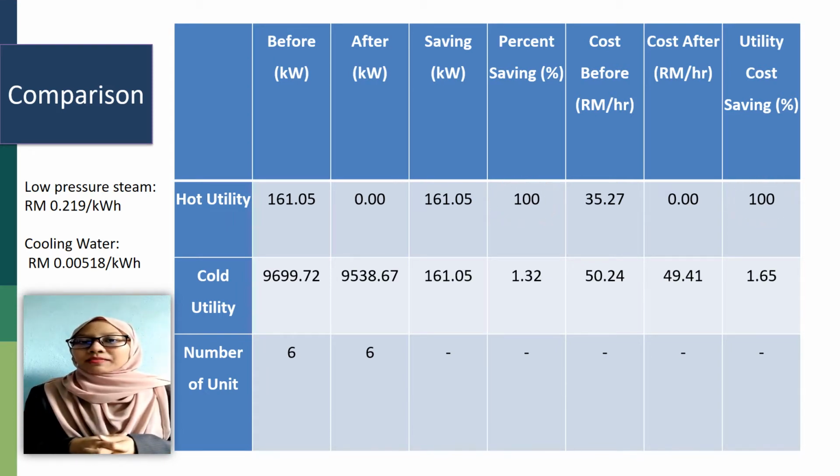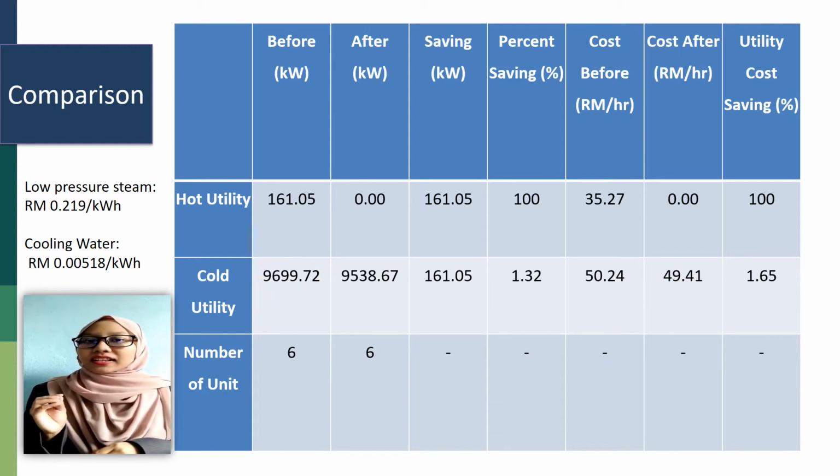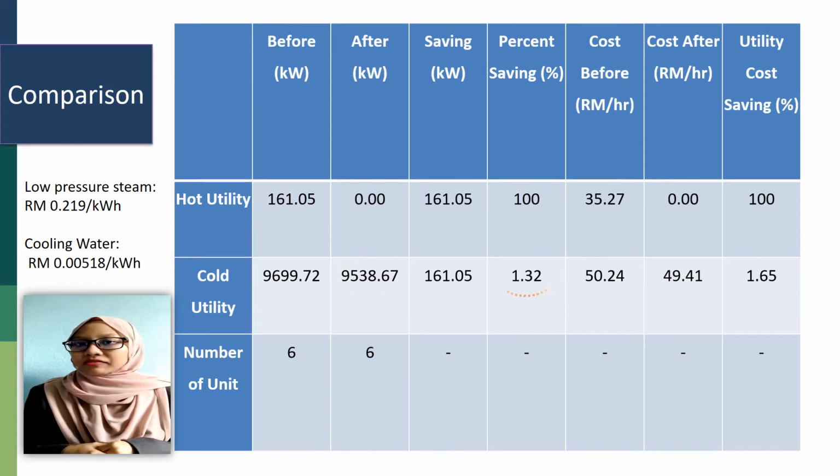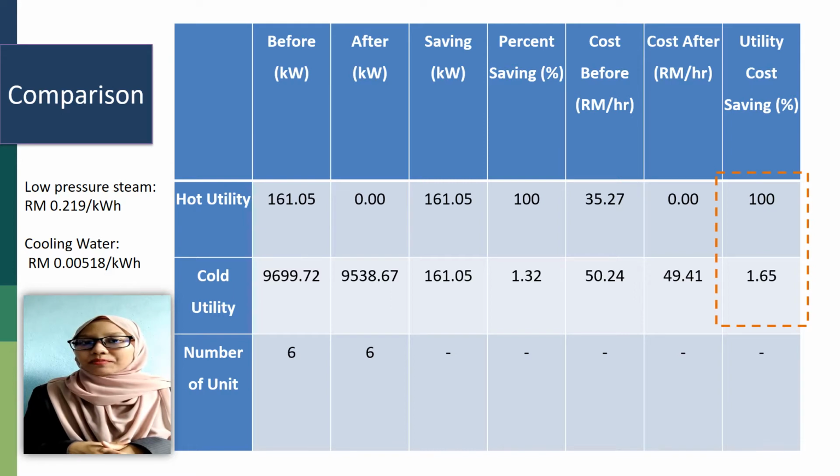Then the heat load required by the cold utilities before the heat integration is 9,699.72 kilowatt, and after the heat integration, the heat required by the cold utilities is 9,538.67 kilowatt. The percent saving is 1.32% and 1.65% for the heat load required and utility cost. Thus, we conclude to proceed with heat integration for this plant. As we can see, 100% for the hot utilities and 1.65% for the cold utilities.